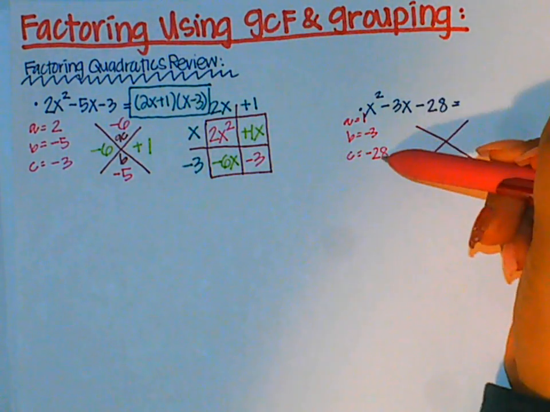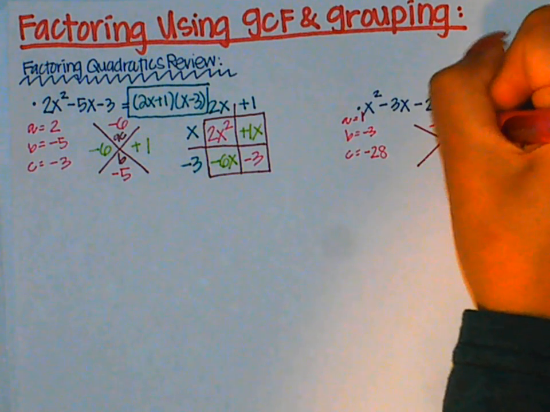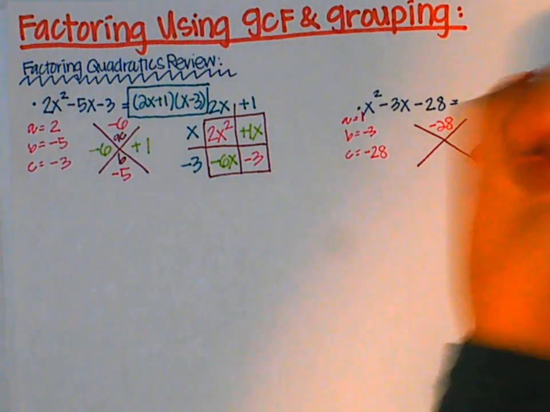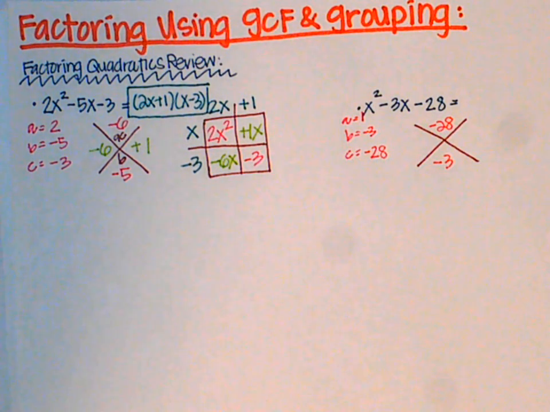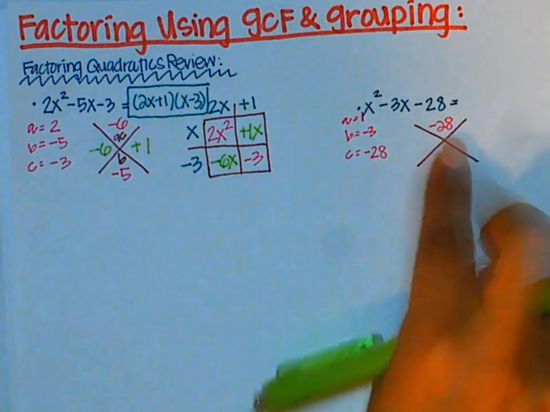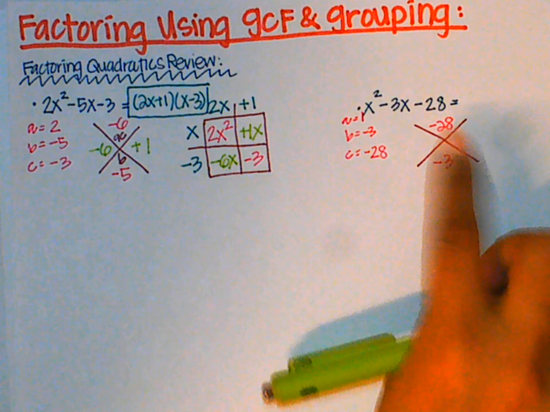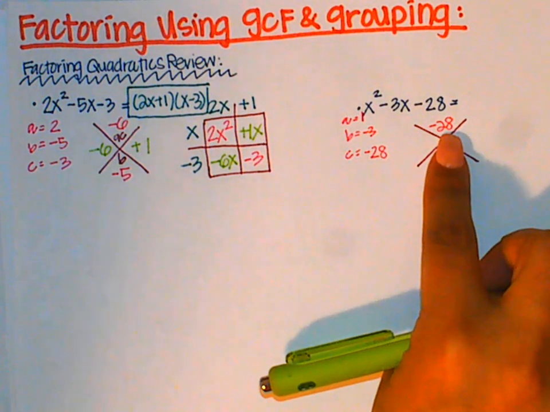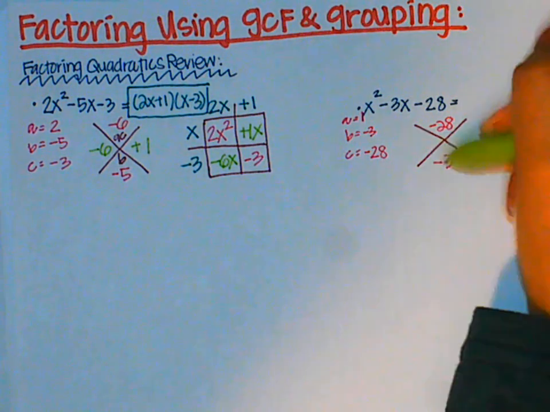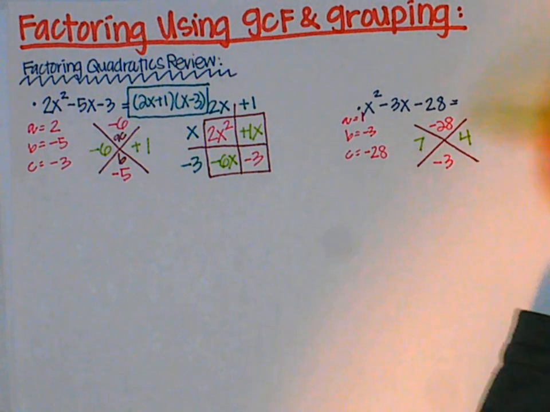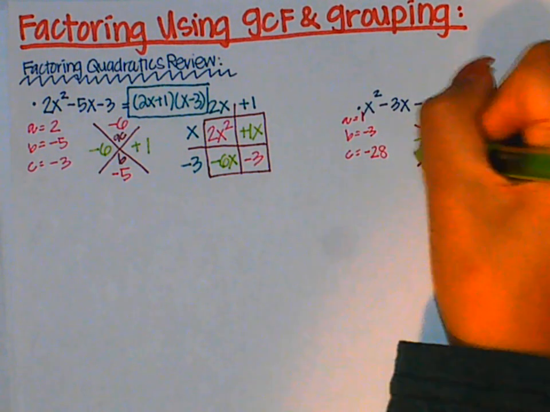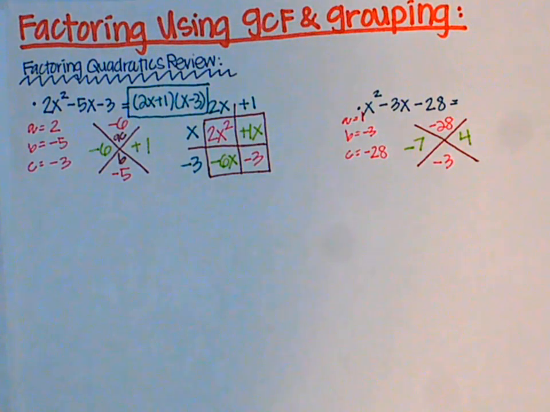So A times C is -28. And my B is -3. So again, I want two numbers that when I multiply them gives me the top and add to the bottom. So again, I know the numbers are going to have different signs because the product is a negative. So I know that 7 times 4 gives me 28. And since this has to be negative, the bigger number would be negative here.